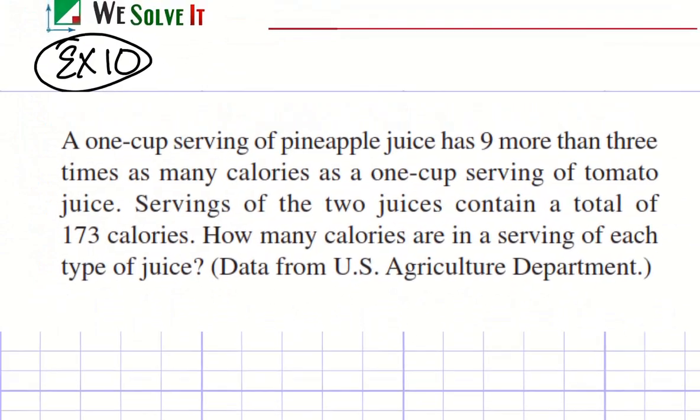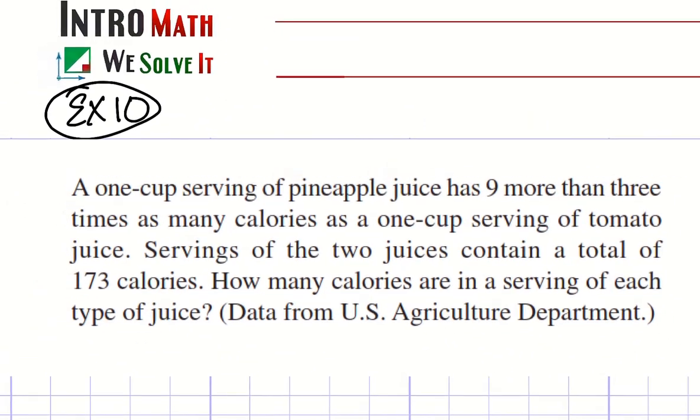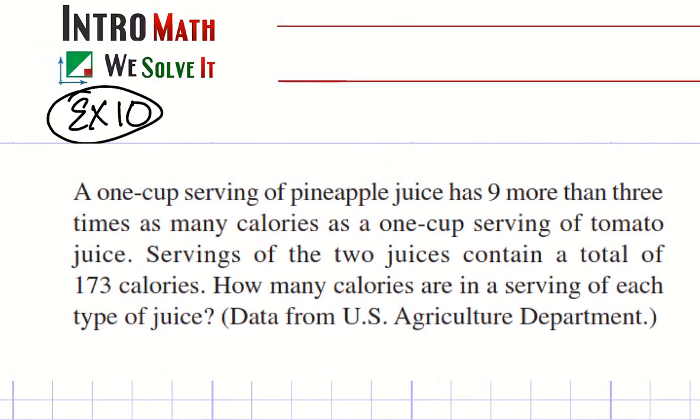Look at this one here. This is example 10. It says a 1 cup serving of pineapple juice has 9 more than 3 times as many calories as a 1 cup serving of tomato juice. Servings of the two juices contain a total of 173 calories. How many calories are in a serving of each type of juice? See, the same thing as the one we just did before.